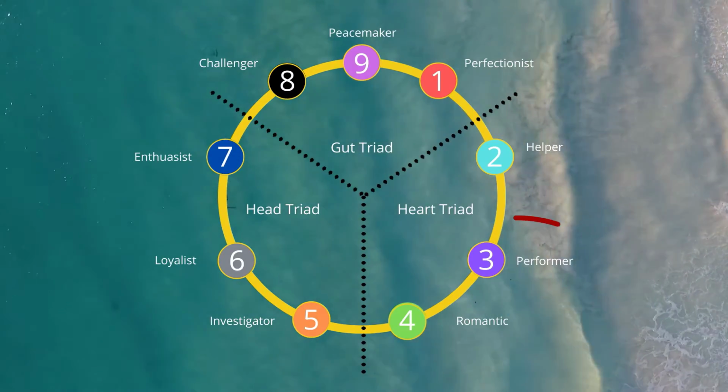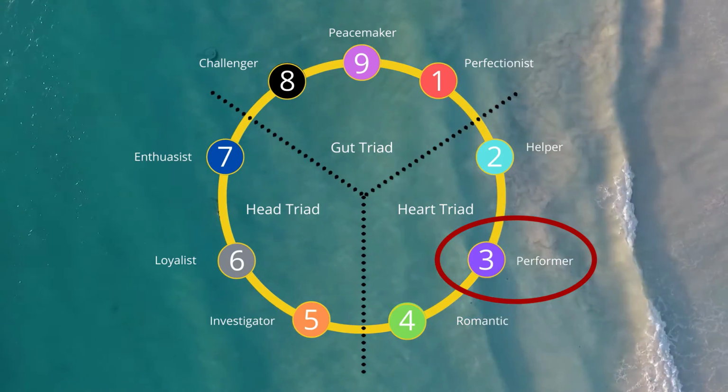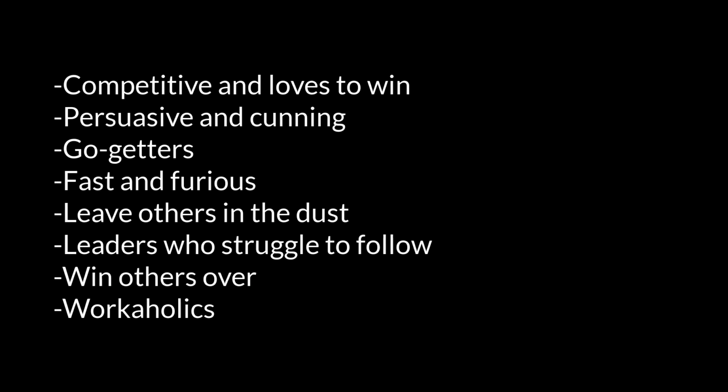Number 3 is the performer. Famous people: Muhammad Ali, Lady Gaga, Will Smith. Think actors and actresses, people that really want that attention, that limelight. Competitive and loves to win. Persuasive and cunning. Go-getters, fast and furious, leave others in the dust. Leaders who struggle to follow, win others over, and they're workaholics.